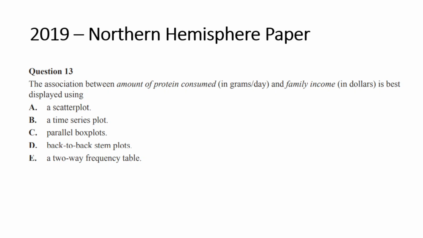Okay, so this is the last question in this video, and we're looking at question 13 from the 2019 Northern Hemisphere paper. The association between amount of protein consumed in grams per day and family income in dollars is best displayed using? Well, amount of protein consumed in grams per day, that is very clearly a numerical variable. And family income in dollars is also numerical. So we'd be looking for a scatter plot to compare two numerical variables together.